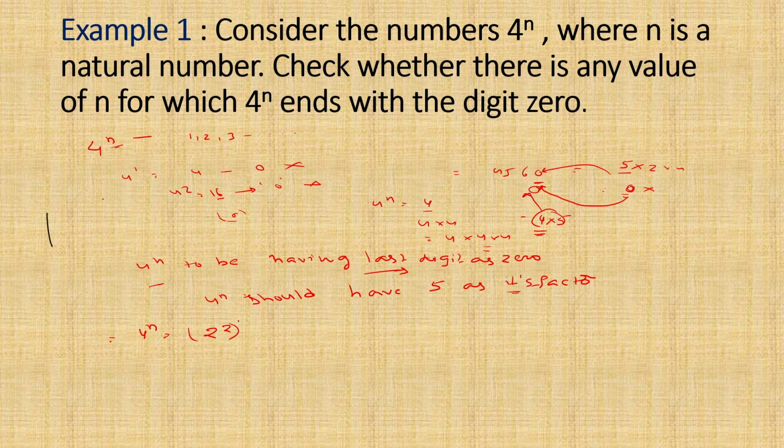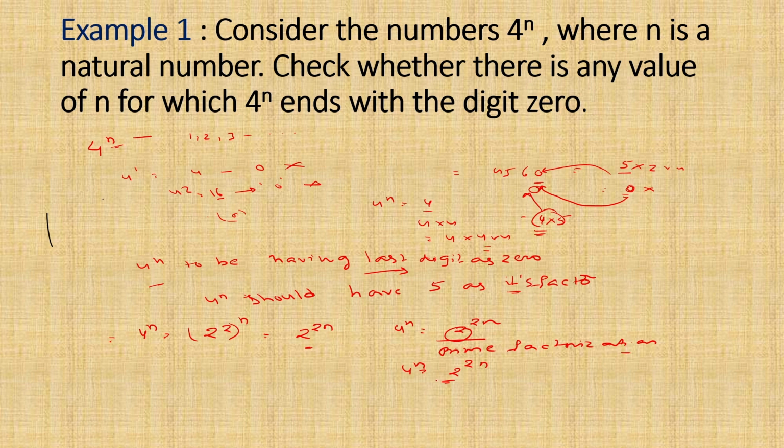2 square, whole power n. So 2 power 2n. This is the prime factorization of 4 power n. So what does it contain? Only 2 as a prime number. 2 power 2n means only the prime number 2 is a factor of 4 power n.